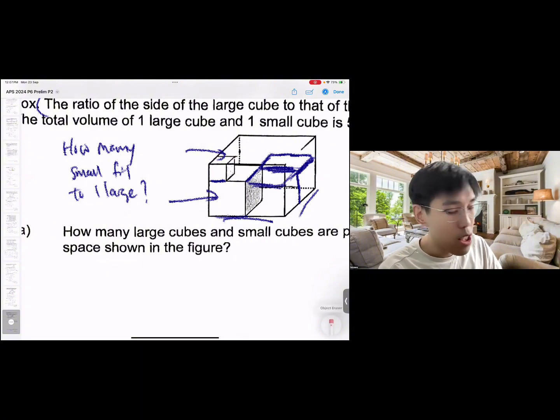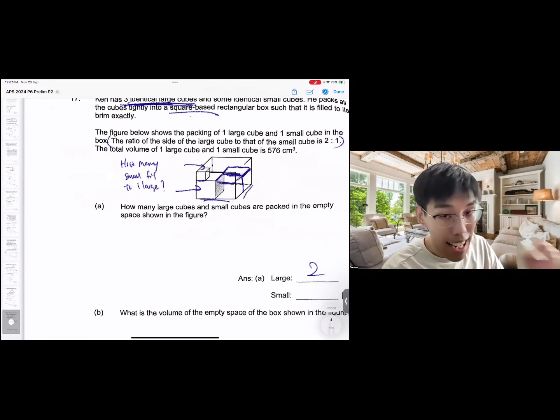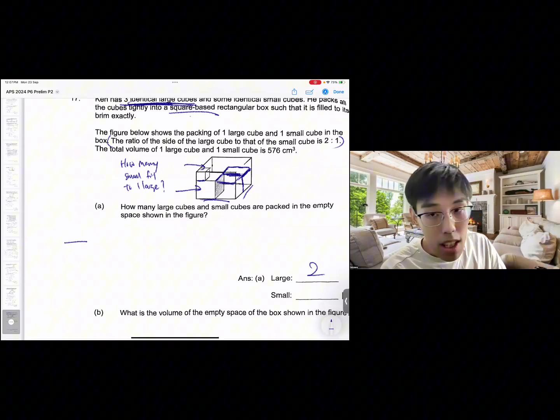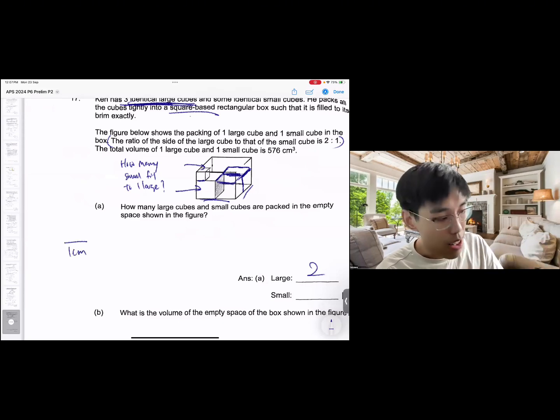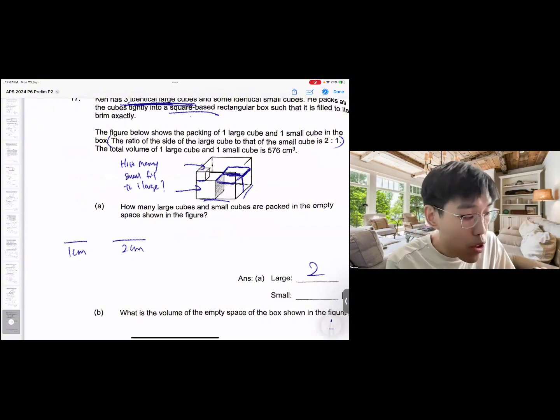Why? Okay, this one, why is this so? Let me show you a figure. I take a side track on this one. Let's say I have a length of 1 cm and a length of 2 cm. So the ratio of the sides is 1 to 2, like how we draw it here.